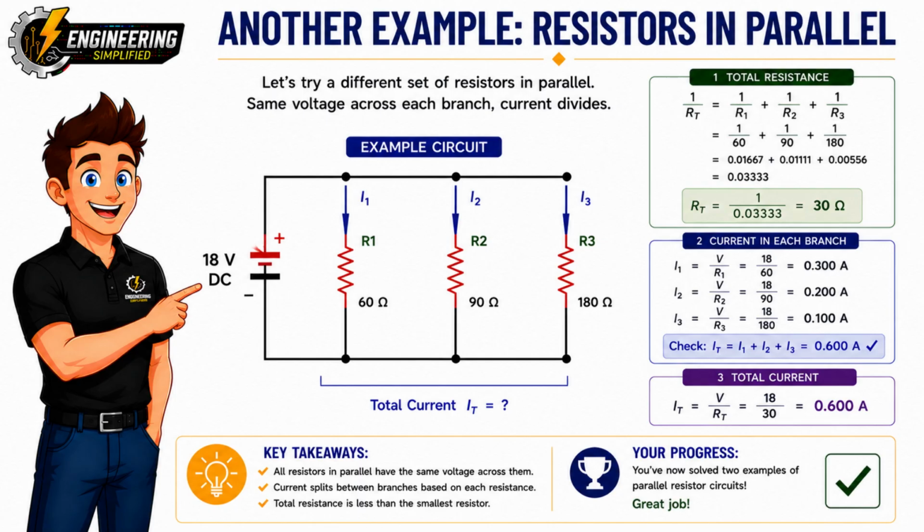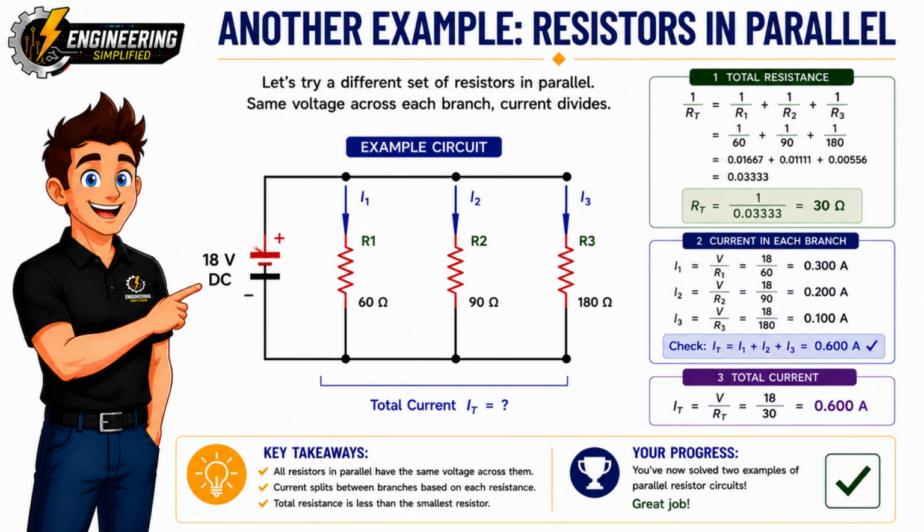Finally, we can find the total current in two different ways. We can either add the branch currents together, 0.300 plus 0.200 plus 0.100 equals 0.600 amps, or we can use Ohm's law with the total resistance. 18 volts divided by 30 ohms also equals 0.600 amps. Since both methods give exactly the same answer, we know our calculations are correct. By solving two different examples, you've seen that although the numbers change, the method never does. Once you understand the process, you can apply it to any parallel resistor circuit with confidence.